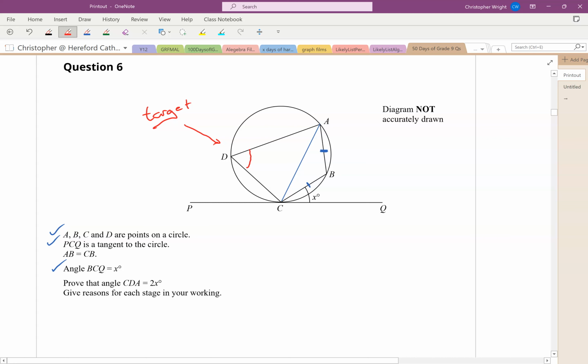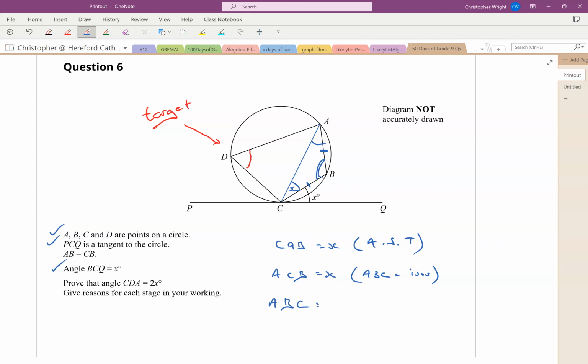Let's have a look. Well, the first thing I reckon is that I can find this angle here, angle CAB. Well, that's x because of the alternate segment theorem. And therefore this angle here is also going to be x, right? Because that's an isosceles triangle. So ACB equals x because ABC is isosceles. So that means that this angle here, ABC, is going to be 180 minus 2x, isn't it?